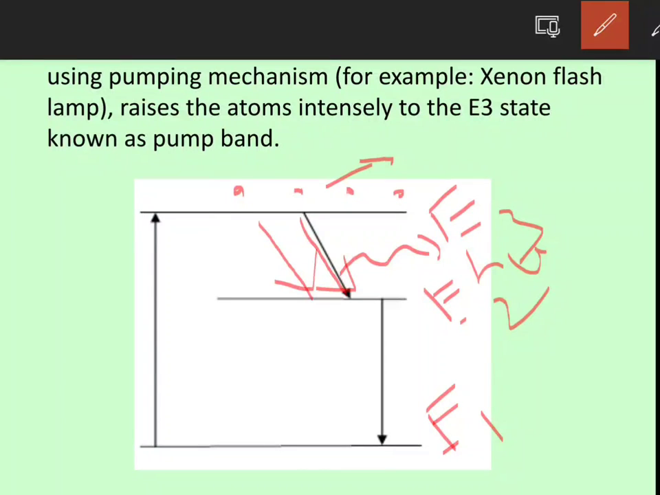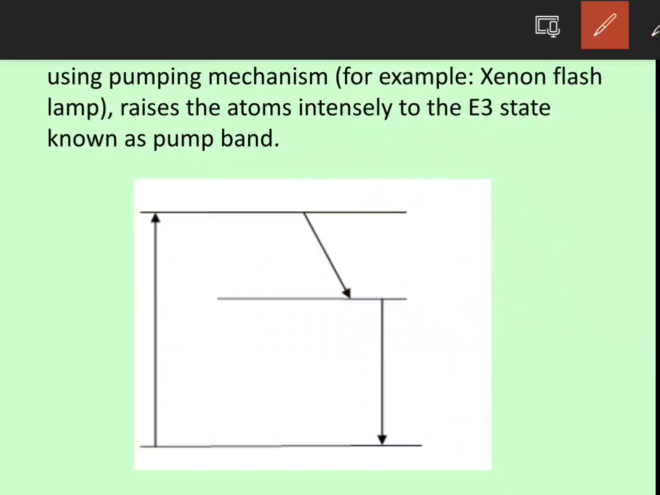Already we discussed how radiations interact with matter, in 3 cases: absorption, spontaneous emission and stimulated emission. We also discussed in the last class the distinction between spontaneous emission and stimulated emission. In spontaneous emission, the photons emitted belong to ordinary light, because the atoms spontaneously jump from the excited state, the E3 level, to the E2 level.